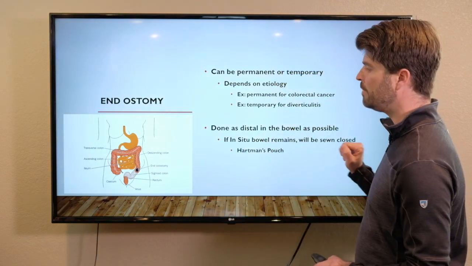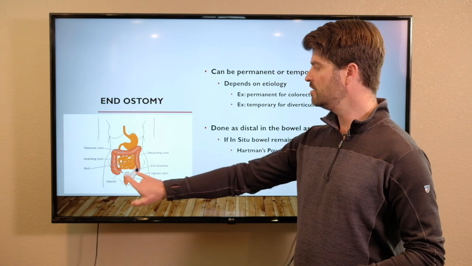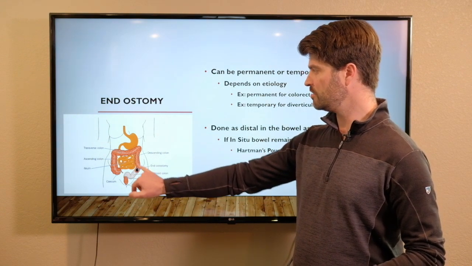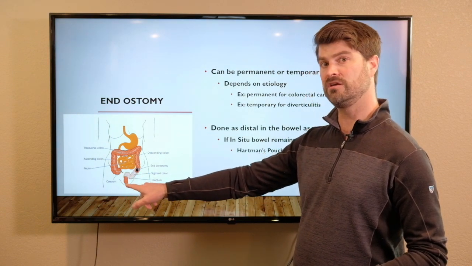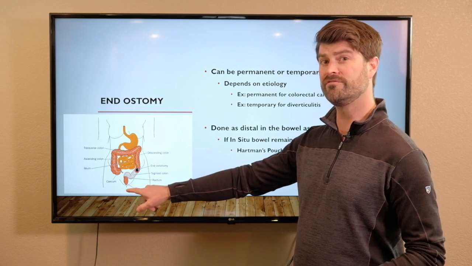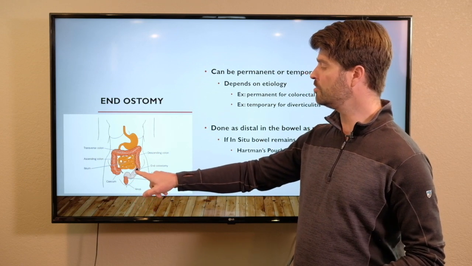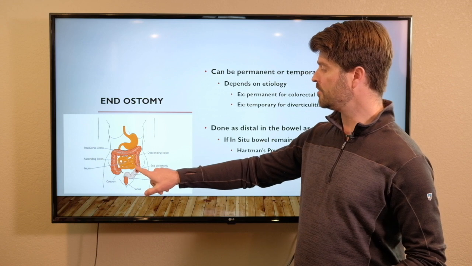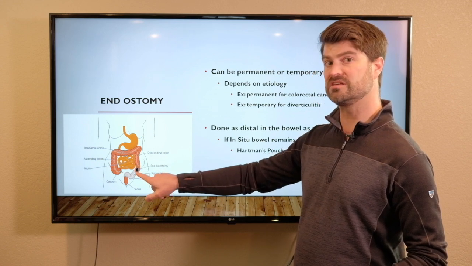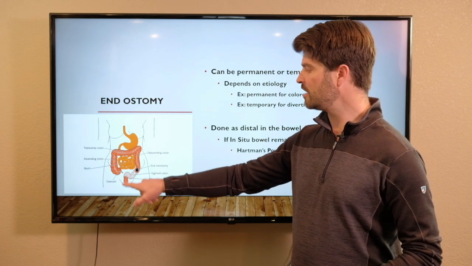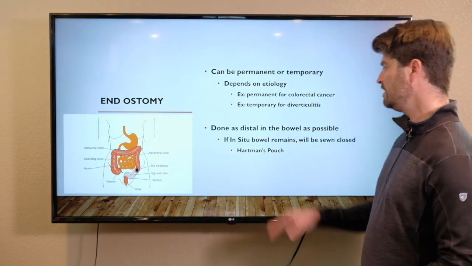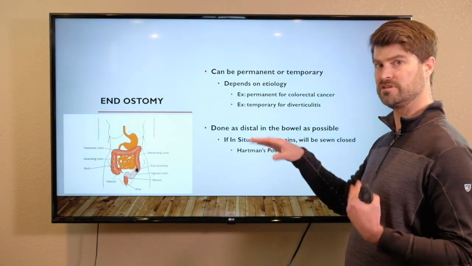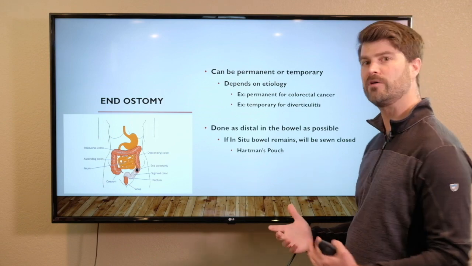If there's a section of bowel that remains in place, so this person, as they've drawn here, had a colectomy, meaning a partial removal of their colon, of their sigmoid colon. So the end ostomy is part of the descending colon. This part of their rectum that has been left in place is in situ, meaning left in place. It's called a Hartmann's pouch.